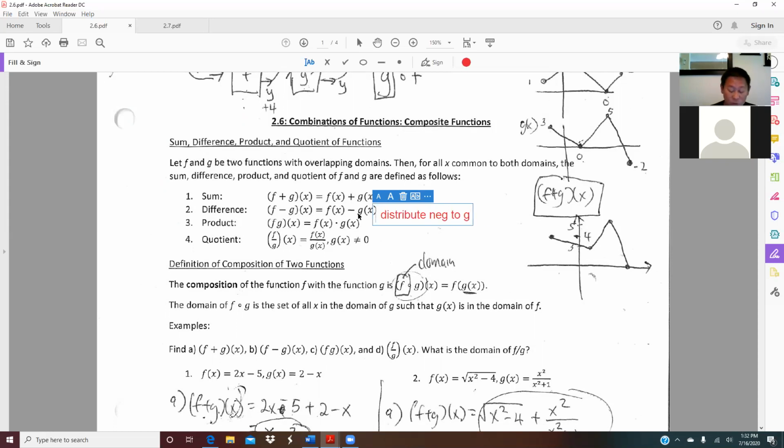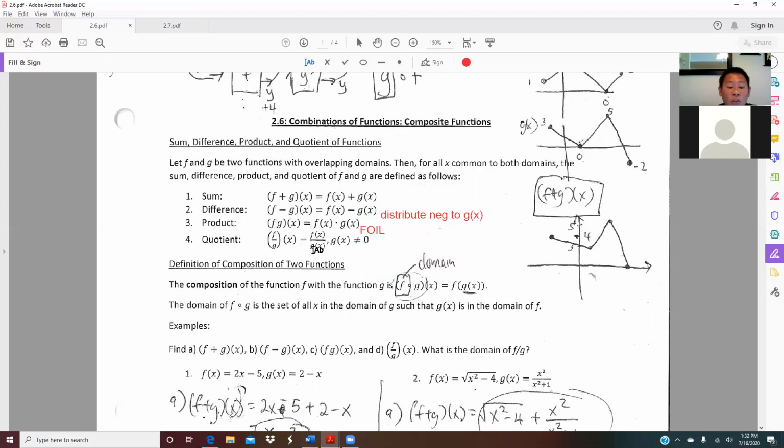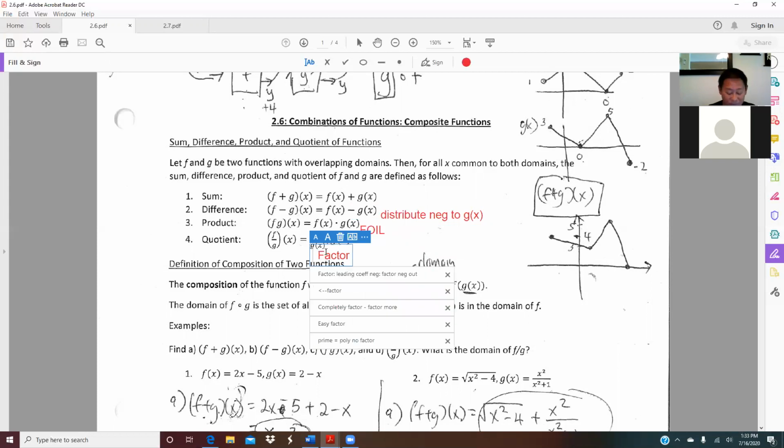Okay, so make sure you distribute the negative to g(x). A lot of students did not distribute the negative, and they get it wrong. Product is when you multiply, and usually you have to be careful when you do this. Quotient, you just divide it. Now, when you do a quotient, in order for you to cancel something, you have to factor first, and then you cancel out the common factor.